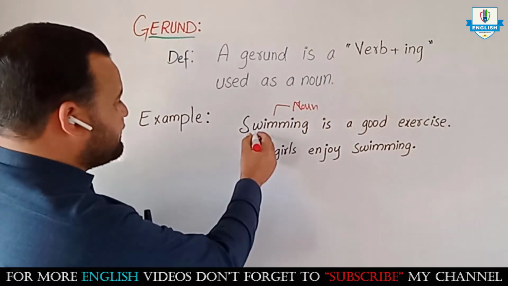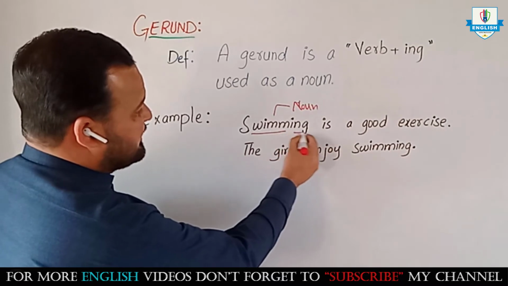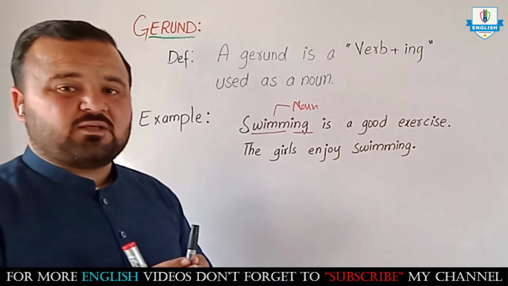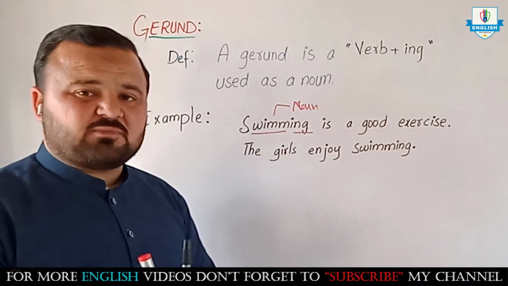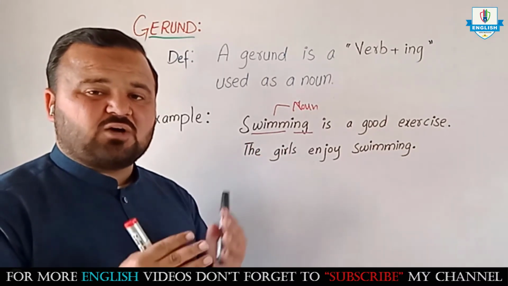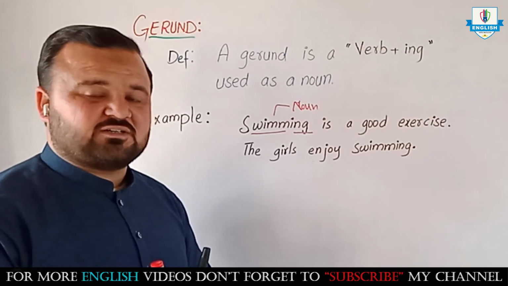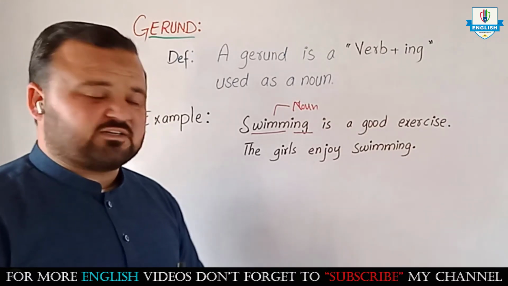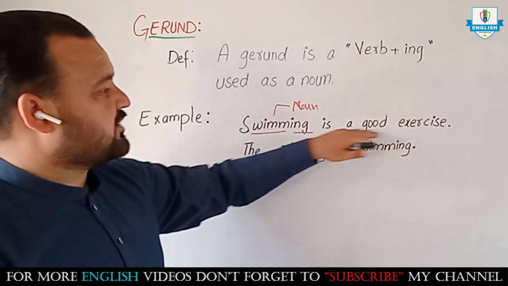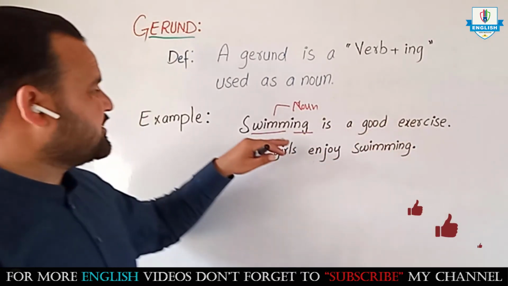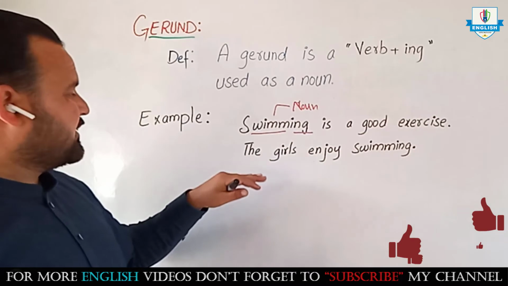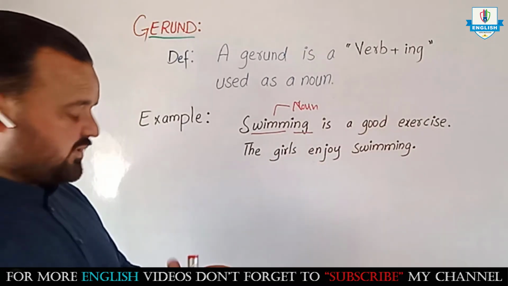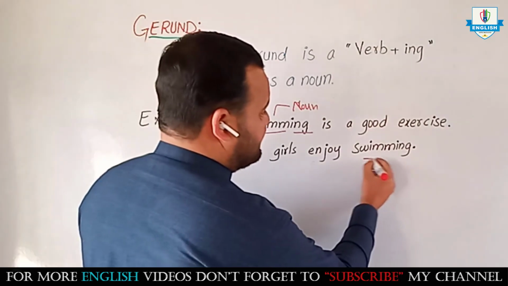This is verb plus ing. So when there is a verb and plus ing form and used as a noun, so that is called gerund. It comes in the start, also in the end of a sentence. Swimming is a good exercise. So this word is gerund. The girls enjoy swimming. So this word is also gerund.